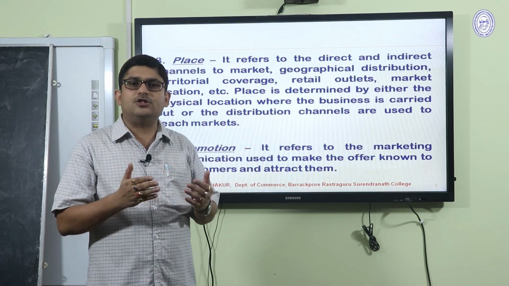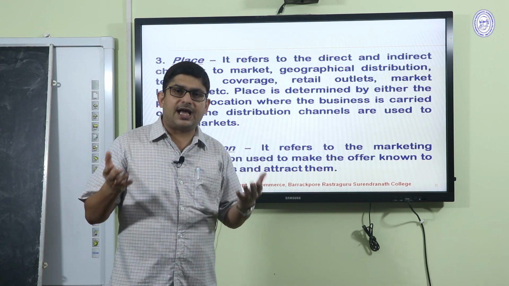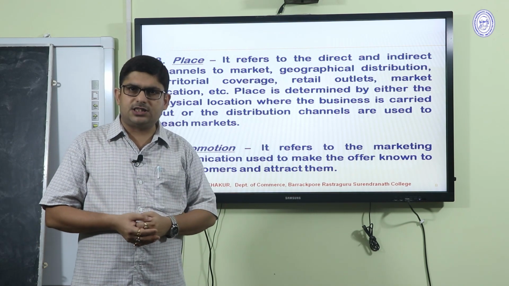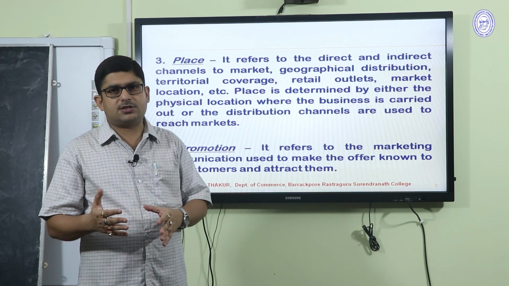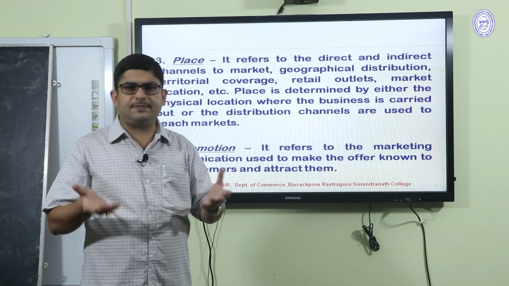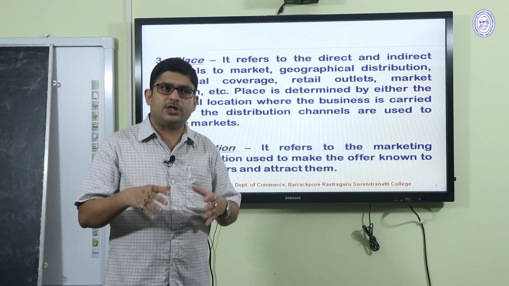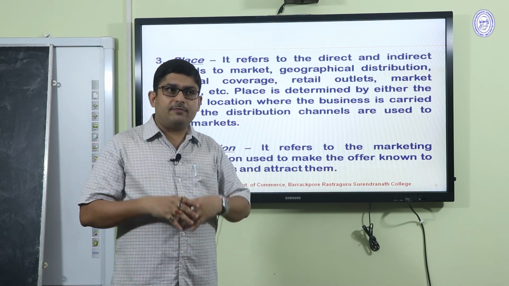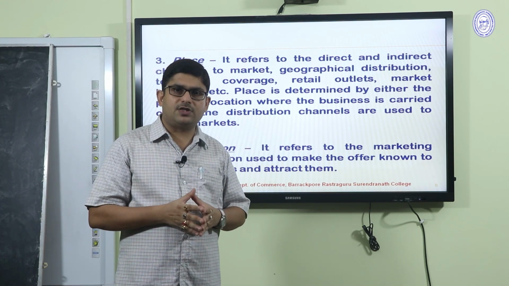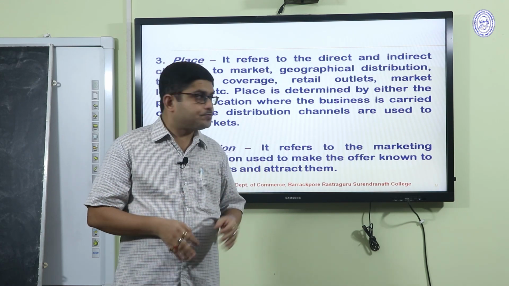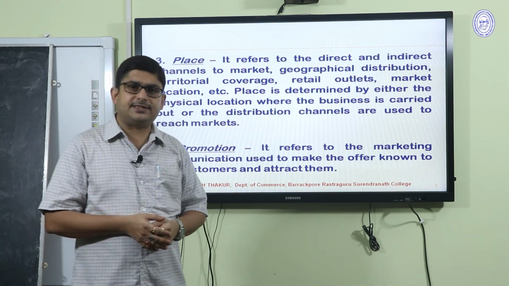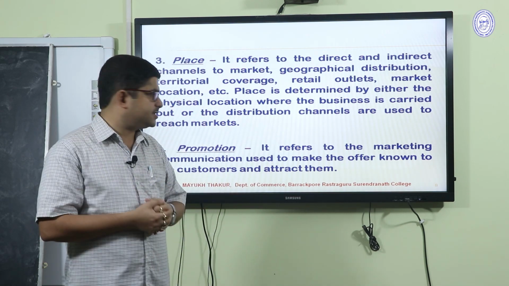Because if a product is not reaching a market, it will not be available for the customers to purchase. So it is very important. Again, the geographical distribution. Some of the products are local products which are distributed locally. Suppose a local product is distributed in West Bengal only, but a national product is distributed all over India. But in case of a multinational company, the products are distributed in many countries of the world, because it is distributed internationally. So this geographical distribution is very important for determination of the place in the marketing mix.